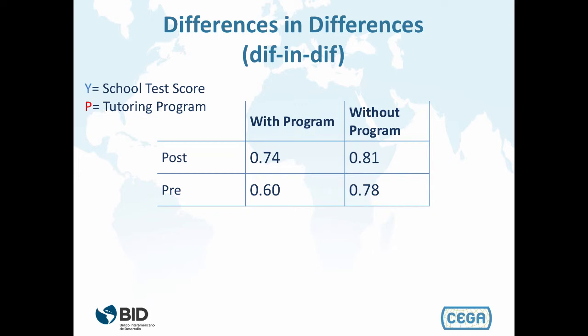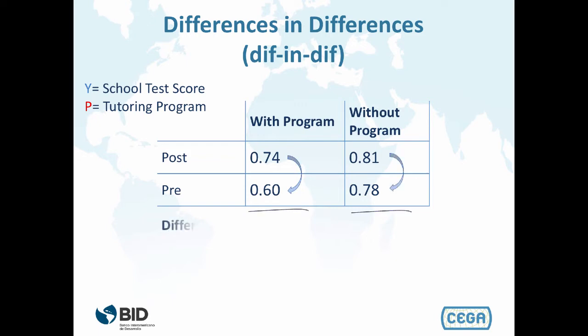The last row, pre, is the test score prior to the tutoring, and post is the test score after the tutoring. If we go to the pre-row and compare the score with the program to without the program, we see that kids who decided to get the tutoring, or families that decided to get tutoring for their children, were scoring 60% on the test. Kids that didn't get the tutoring were scoring 78%. What this suggests is that children who got the program were kids whose parents felt that they needed the extra help in order to do better. Those that didn't get the tutoring were probably from families where their parents felt they were doing well enough without the tutoring.